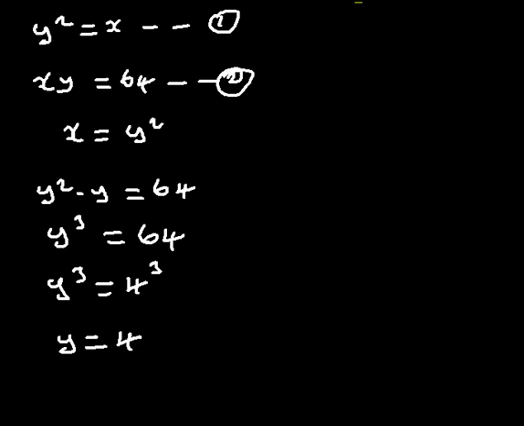Then we're going to substitute this into the first equation, y to the power 2 is equal to x. So in this case, we'll have 4 to the power 2 is equal to x. That will be given as x is equal to 16. So that's how you should solve that.